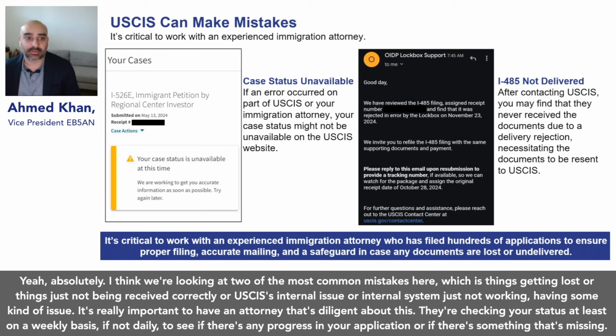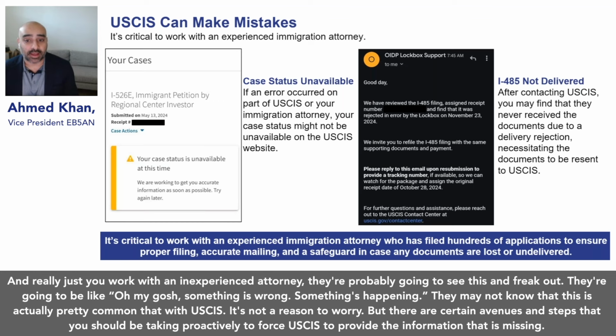Yeah, absolutely. And I think we're looking at two of the most common mistakes here, which is things getting lost or not being received correctly, or USCIS's internal system just not working, having some kind of issue. It's really important to have an attorney that's diligent about this, right? They're checking your status at least on a weekly basis, if not daily, to see if there's any progress in your application or if there's something that's missing.